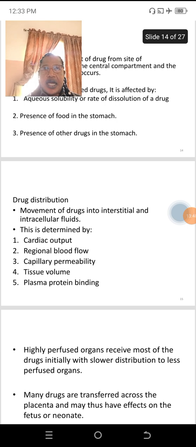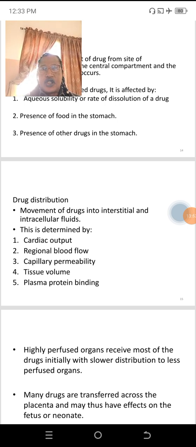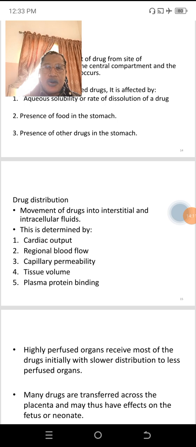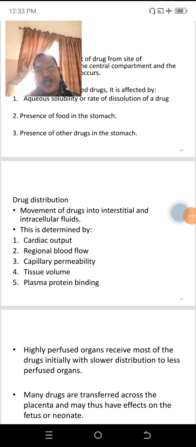The next parameter to be examined is drug distribution. After absorption, the drug goes into the blood, but it will not remain within the blood. From there, it will move into the interstitial and intracellular fluids and into the body tissues.